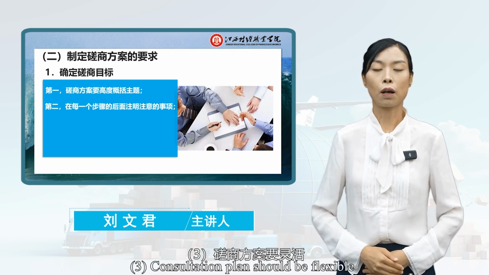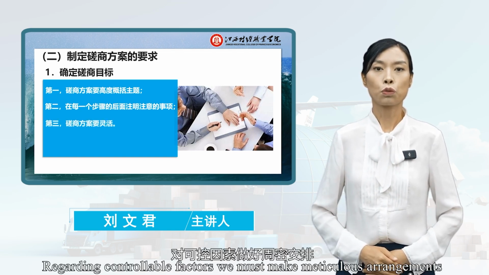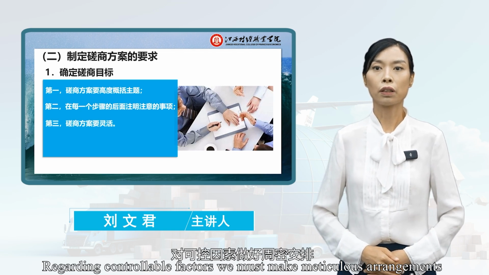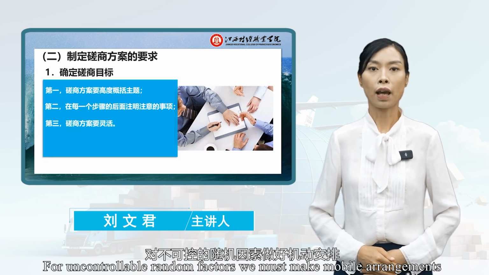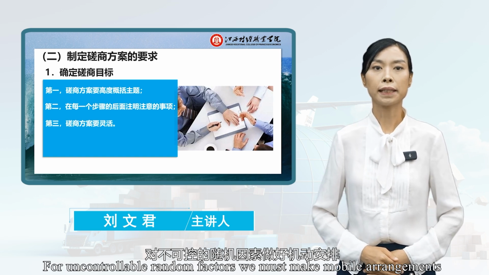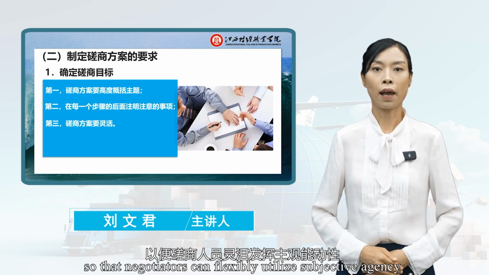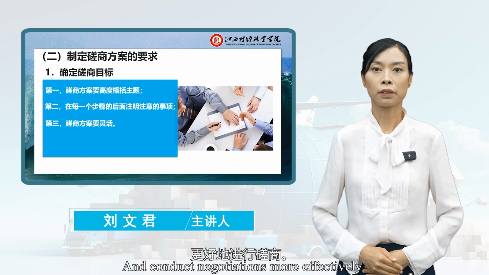Third, the negotiation plan should be flexible regarding controllable factors. We must make meticulous arrangements for uncontrollable random factors. We must make flexible arrangements so that negotiators can flexibly utilize subjective agency and conduct negotiations more effectively.